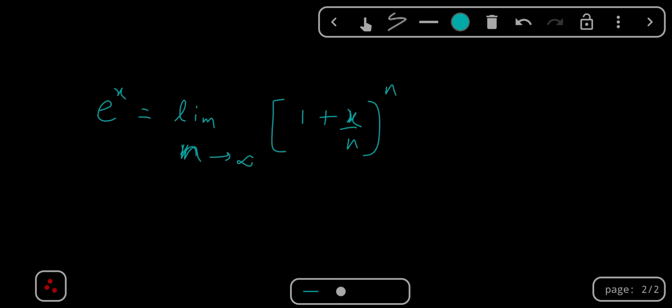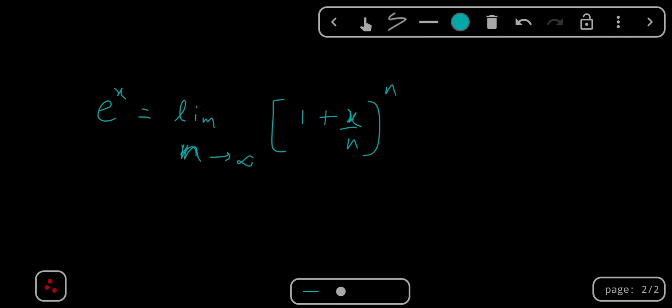This is mathematics. Today I'm going to show you how the exponential function e to the power x is formed with the limit, as n goes to infinity, of (1 plus x upon n) to the power n. So this is the case I'm going to show you now.